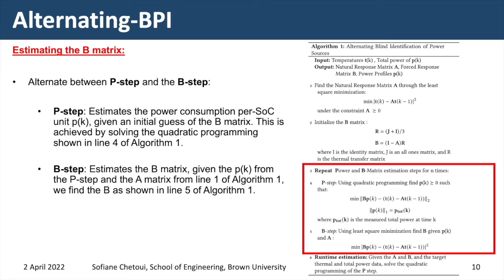And then the idea is to keep alternating between these two steps because we are trying to estimate the power and the B matrix at the same time. The assumption in here is that the more accurate we estimate the power, the more accurate we can estimate the B matrix, and the more accurate we can estimate the B matrix, the more accurate we can estimate the power as well. And that's why we keep alternating between these two steps.